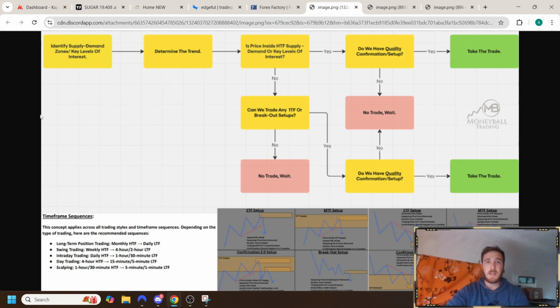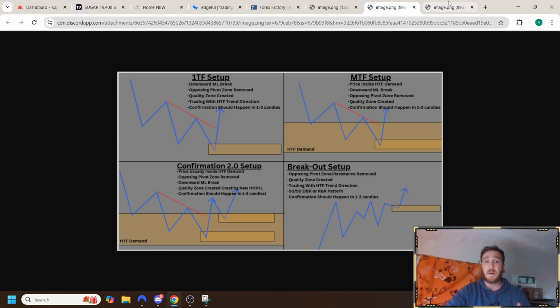This is everything you need if you want to become a profitable trader. This is my exact trading plan flowchart, and I'm going to break it down step by step so that you can make consistent gains. This is going to work for all time frame sequences and all markets. This is going to include my top-down analysis step by step, as well as breaking down a couple of the trade setups.